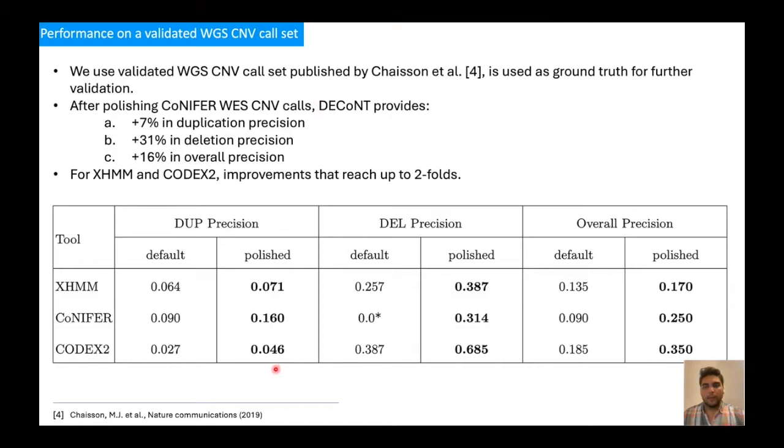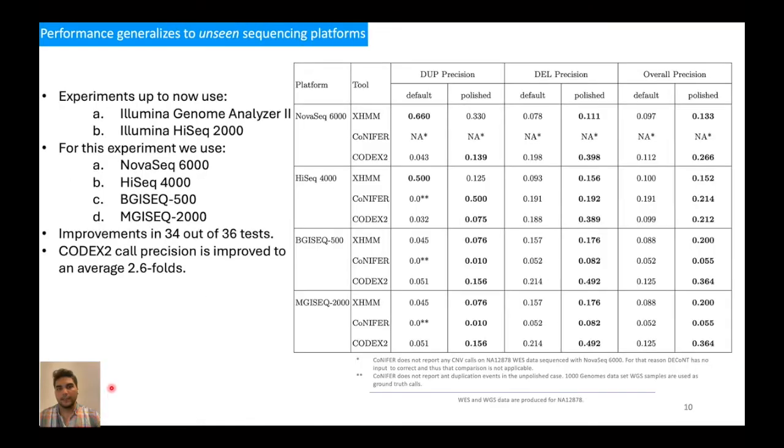DCONT improves the performance of all 3 algorithms in all comparisons. And the most substantial improvements are observed for Conifer with up to 31% improvements. For XHMM and CODEX, we see consistent improvements in performance reaching up to doubling the precision performance.